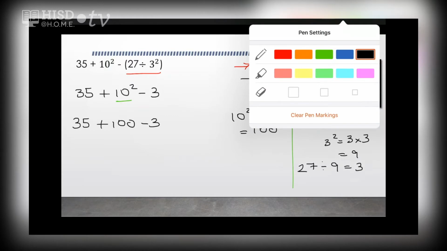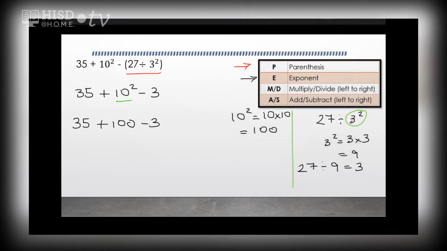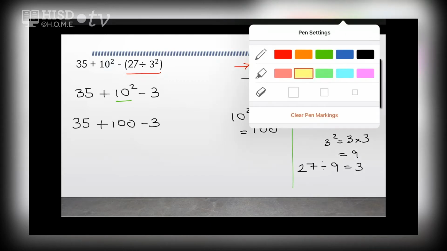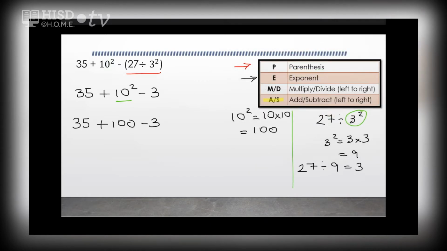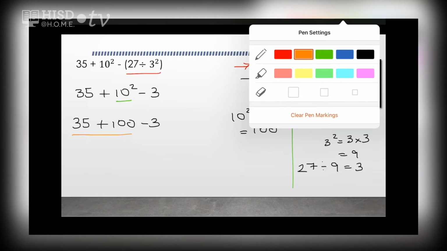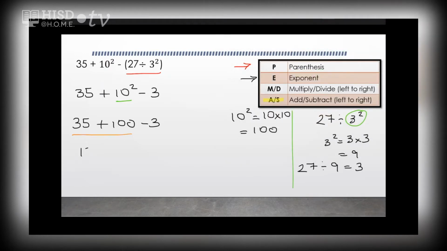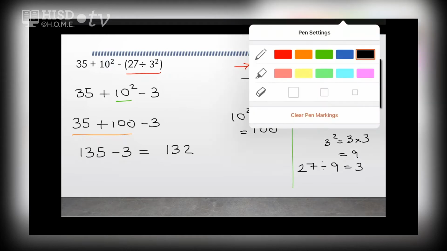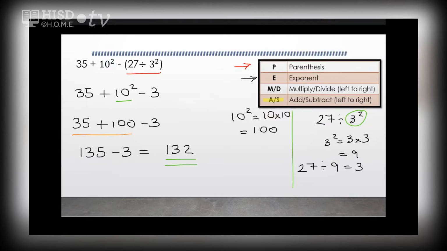And then remember that when I'm doing addition or subtraction, the only thing I have to do is go from left to right. So that means that I'm going to do first 35 plus 100, and then I'm going to subtract the number 3. So this one right here is 135. I'm going to subtract 3, and that's going to give me the result of 132. And that, guys, is going to be the answer for this problem.